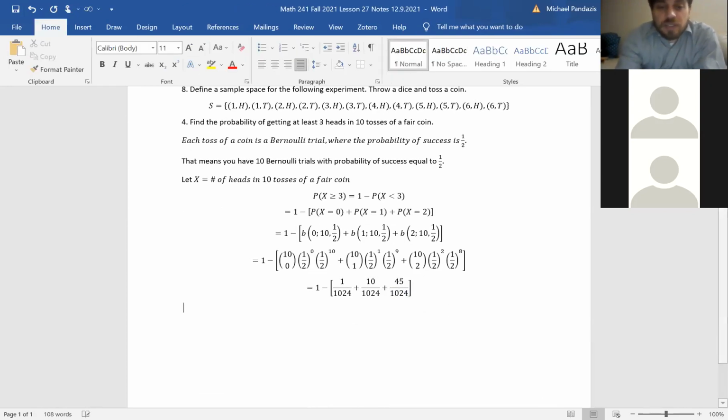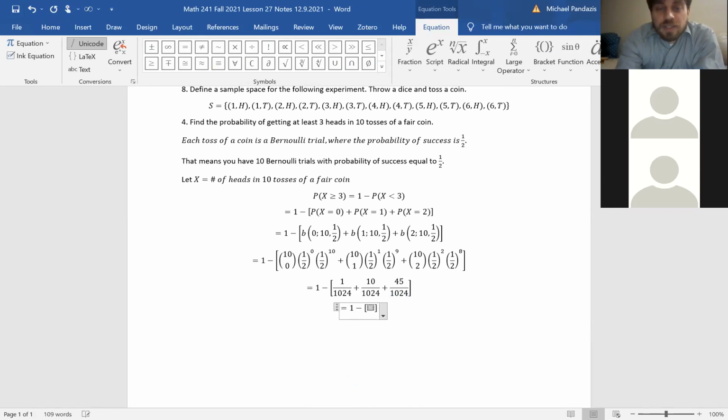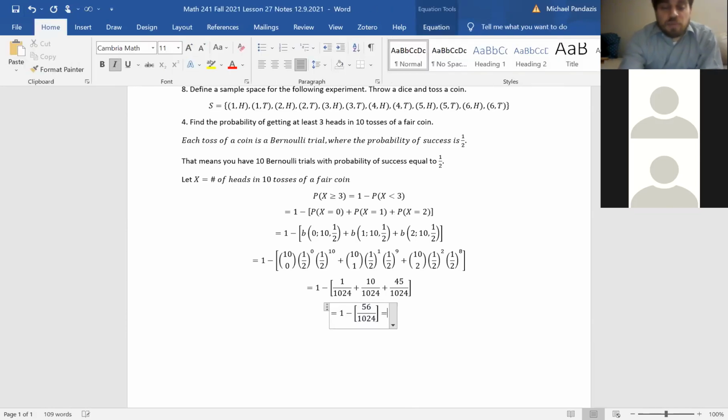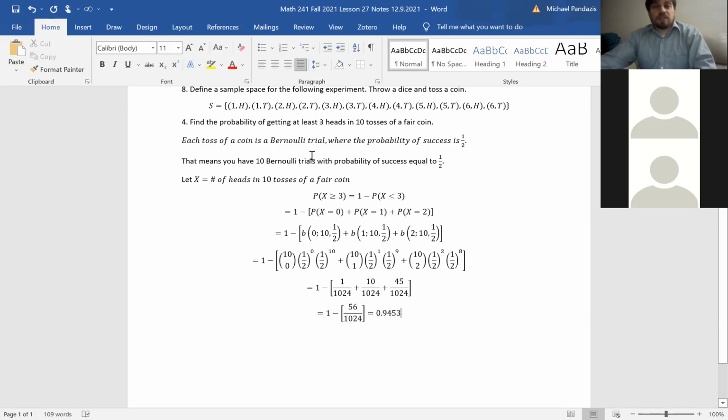So now that's your expression there. So this is 1 minus that sum. So in the denominator, you have 1024. And in the numerator, you have 1 plus 10 plus 45, which is 56. Okay, so it's 1 minus 56 over 1024. And so if you plug that into your calculator, you will get 1 minus 56 divided by 1024, and that's equal to 0.9453, to 4 decimal places. And so that's the probability of getting at least 3 heads in 10 tosses of a fair coin.